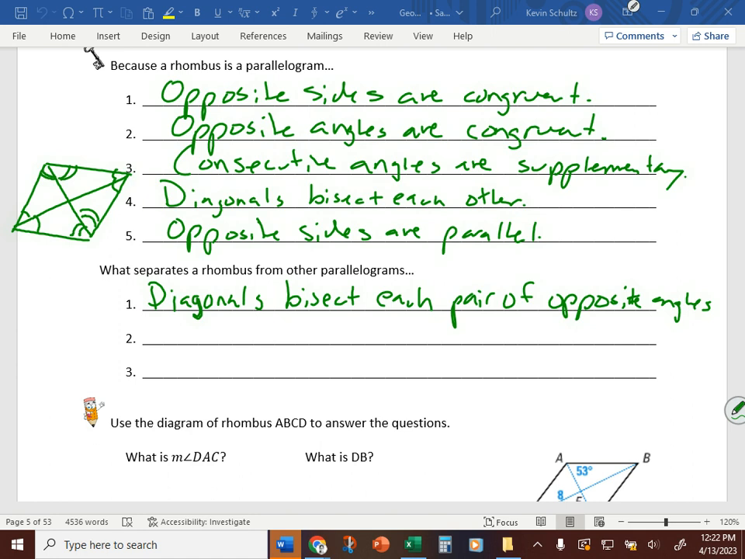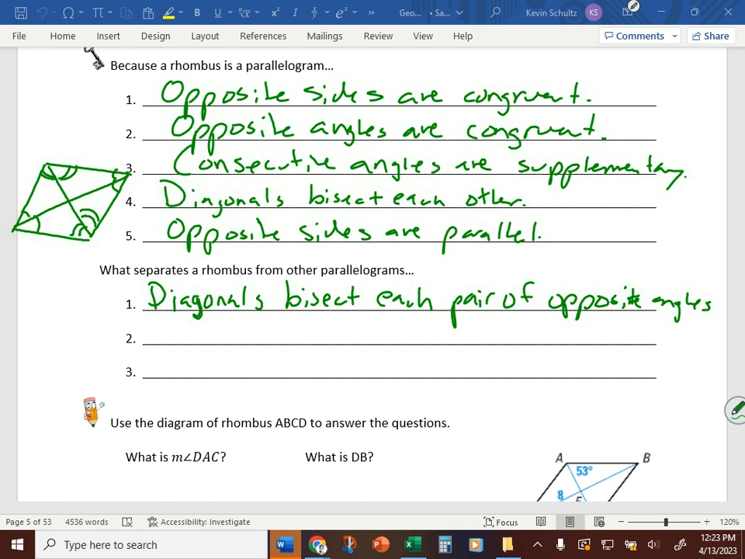That's one thing that separates a rhombus from a rectangle and a square. What's another thing? What else do you know about a rhombus? Maybe you're unfamiliar. Kite, what's that? It's a kite. A kite is different, actually. A kite is a quadrilateral that's not a rhombus. A kite is a shape. It's got four sides.